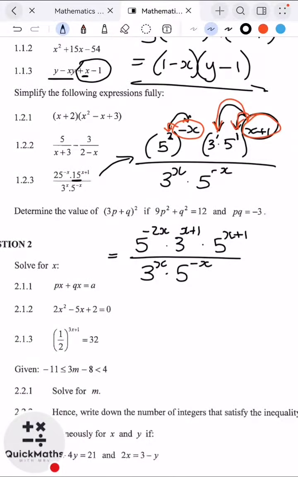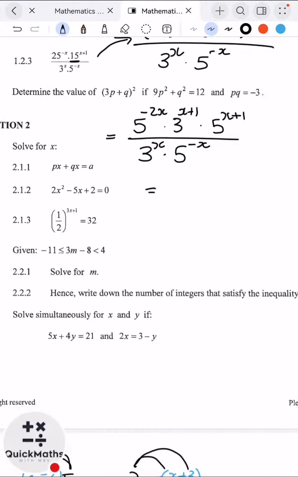All right, so we have prime bases. Great. We have one term on top, one term at the bottom. Now we're going to go ahead and use our first and second exponential laws. What are our first and second exponential laws? When multiplying and you have the same base, you add exponents. When dividing and you have the same base, you subtract exponents.